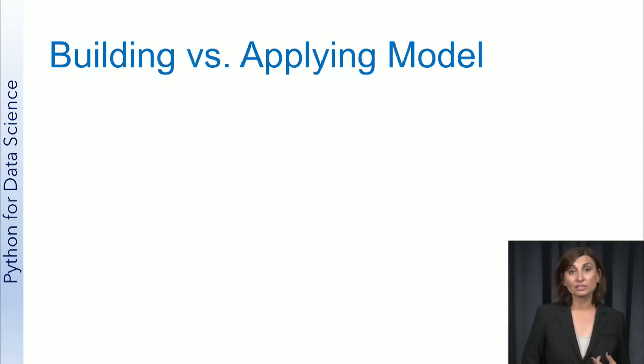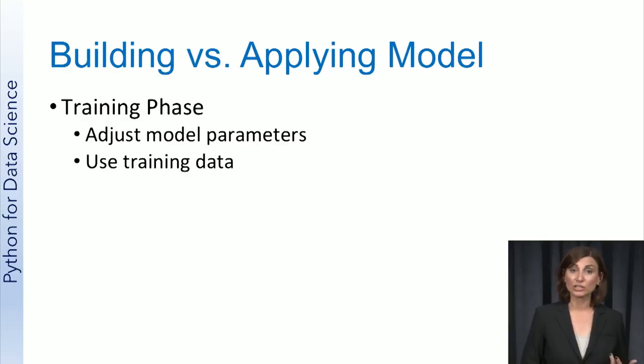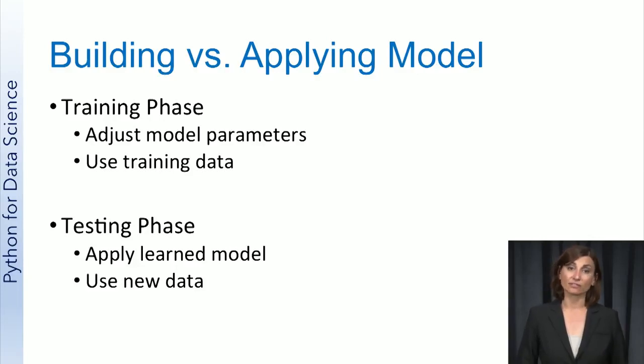The first is the training phase, in which the model is constructed and its parameters adjusted using what's referred to as training data. Training data is the data set used to train or create the model. The second is the testing phase. This is where the learned model is applied to new data, that is, data not used in the training model.